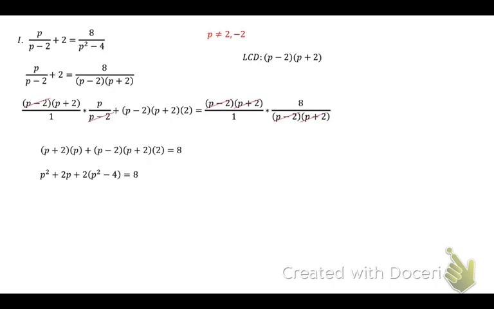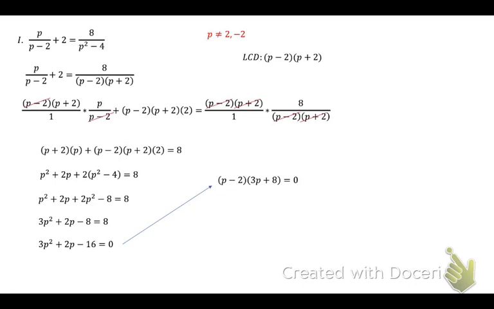So that's p squared plus 2p plus, I'm going to just pull that 2 to the front, 2 times (p squared minus 4) equals 8. So that's p squared plus 2p plus 2p squared minus 8 equals 8. So that's 3p squared plus 2p minus 8 equals 8. Subtract that 8 over, you get 3p squared plus 2p minus 16. Then you factor that. When you factor, you end up getting (p minus 2)(3p plus 8), which means p equals 2, and p equals negative 8/3.